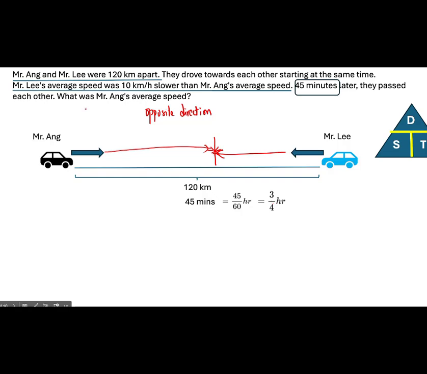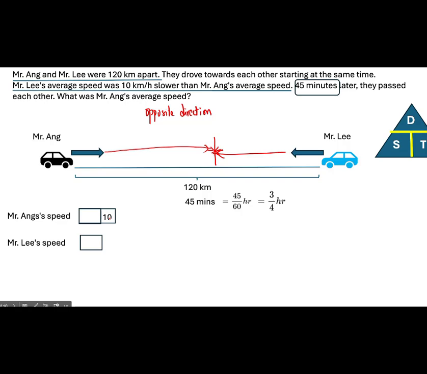Now we take a look at this statement. Mr. Lee's average speed was 10 kilometers per hour slower than Mr. Ang's average speed. So first let's say Mr. Ang's speed is this, because Lee's speed is dependent on Mr. Ang's speed. So we put Mr. Ang's speed first to be some value, and Mr. Lee's speed is going to be 10 less than Mr. Ang's speed. So this distance here is 10, because that is how much Mr. Lee's speed is less than Mr. Ang's speed here. So this is going to be 10.